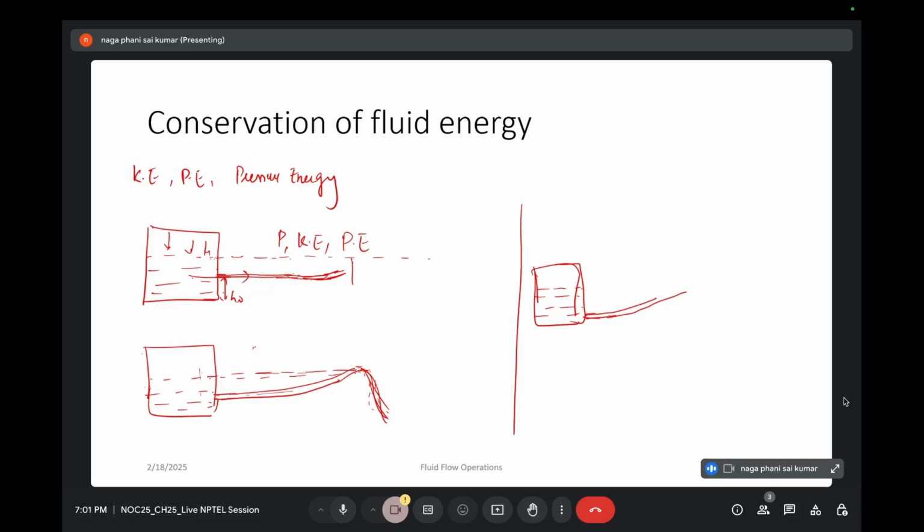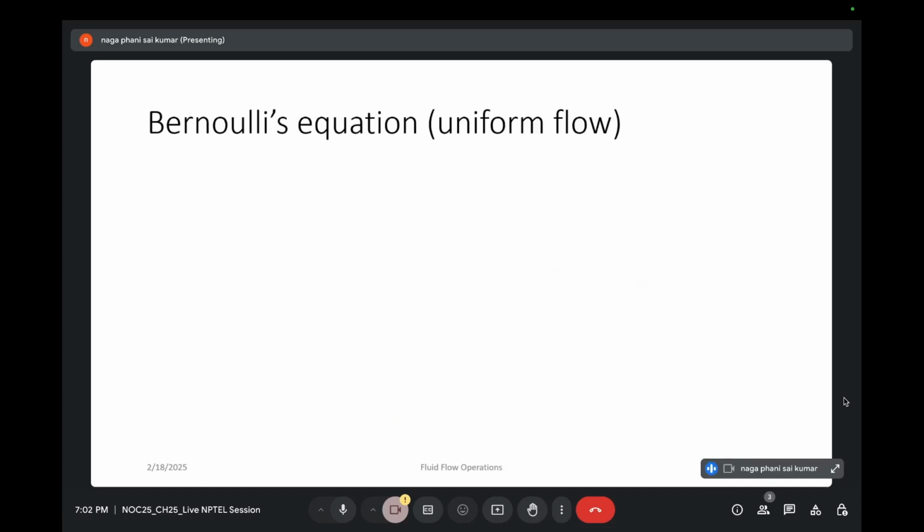Okay, here you have a higher amount of pressure energy, higher potential energy, and also higher kinetic energy as well. Basically, the sum of all the energies, this pressure, kinetic and potential energy, will be constant. So that is what we will be using to derive Bernoulli's equation. The sum of all the energies is going to be constant.